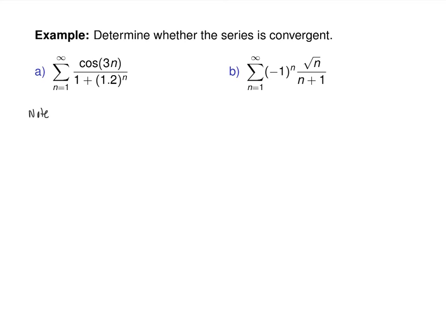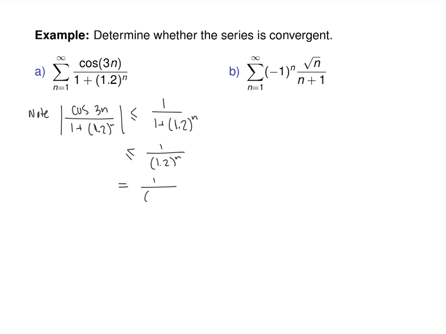So first, notice that the absolute value of this stuff is less than or equal to 1 over 1 plus 1.2 to the n, because cosine, once absolute valued, is less than or equal to 1. And if I drop that 1 from the denominator, this is less than or equal to 1 over 1.2 to the n, which is the same thing as 1 over 6/5 to the n, or 5/6 to the n.